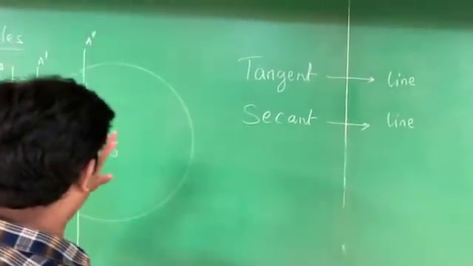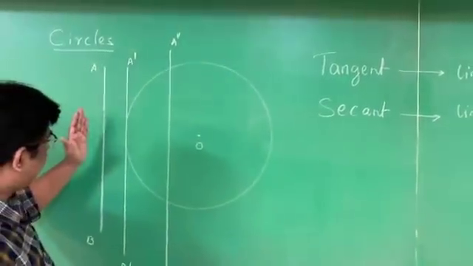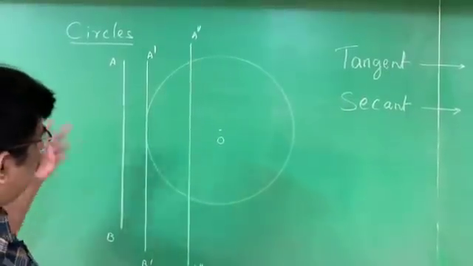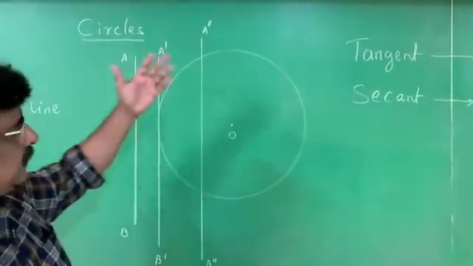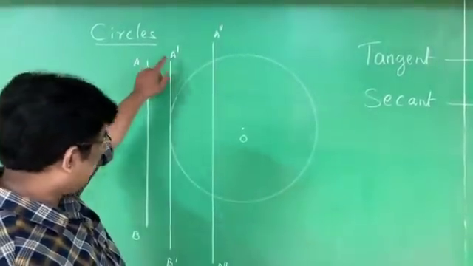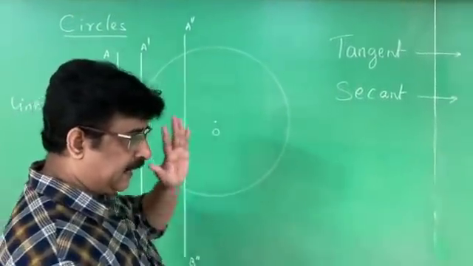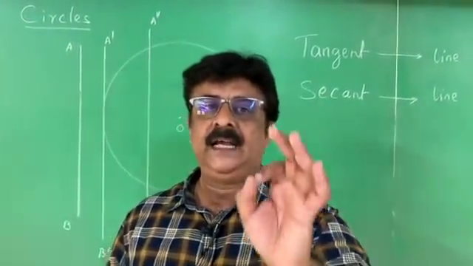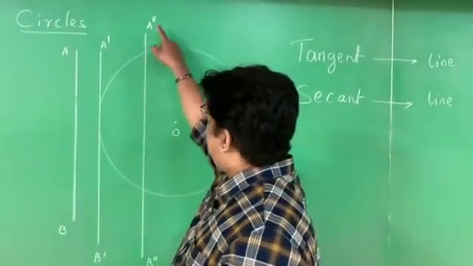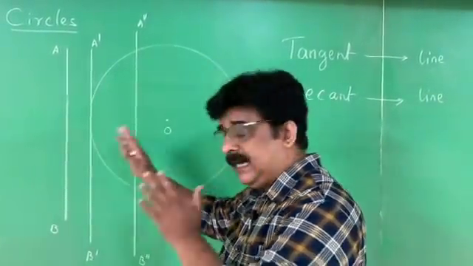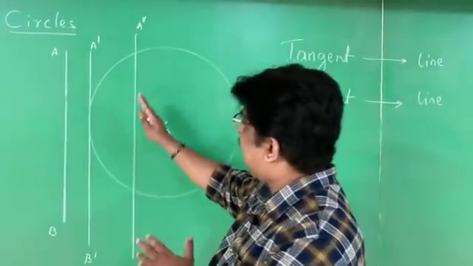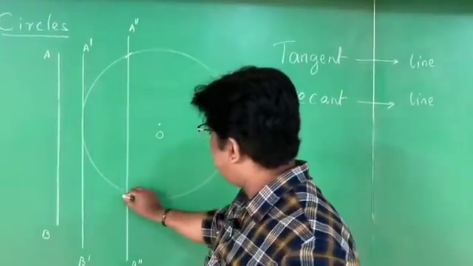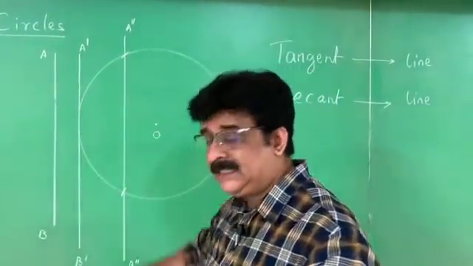Therefore, in this diagram we can understand what is the relationship between AB and this circle? No relation, because there is no intersecting or touching point between the line and the circle. But A dash B dash is a line which touches the circle at only one point. We call that line a tangent. Whereas A double dash B double dash is a line which cuts or intersects the circle at two distinct points. These are the two distinct points, and we call that line a secant.